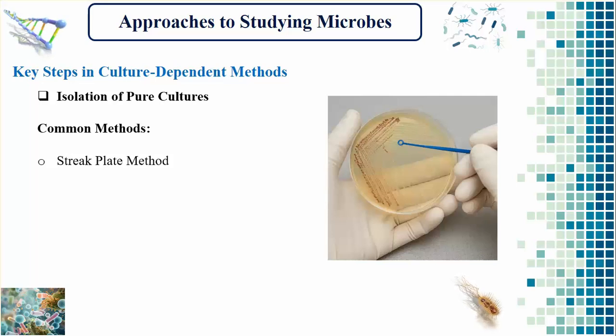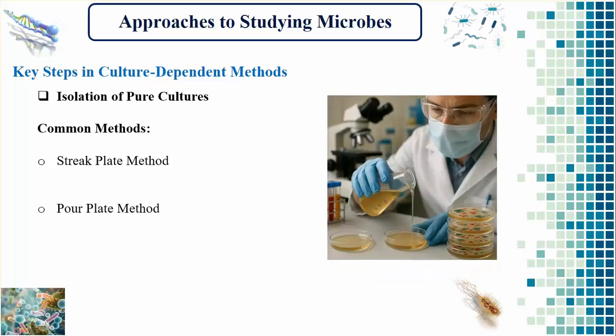One of the most common techniques is the streak plate method. In this method, a sterile inoculating loop is used to progressively spread and dilute microbial cells across the surface of an agar plate. As the cells become more diluted across the plate, individual cells eventually grow into separate colonies. Another technique is the pour plate method. In this method, the microbial sample is first serially diluted, then mixed with molten agar and poured into petri dishes. As the agar solidifies, microorganisms become trapped within the medium and grow into colonies throughout the agar.